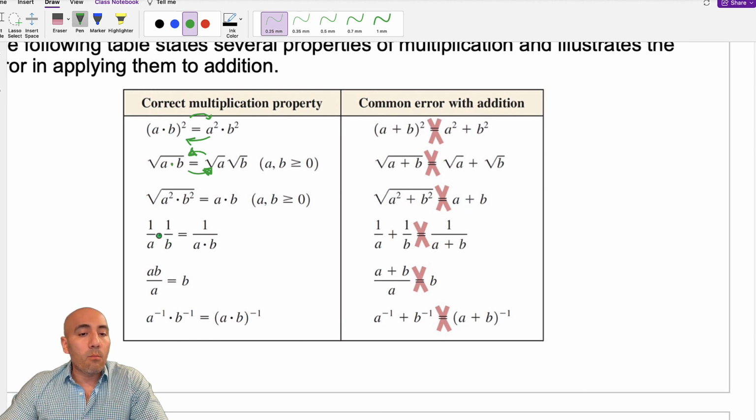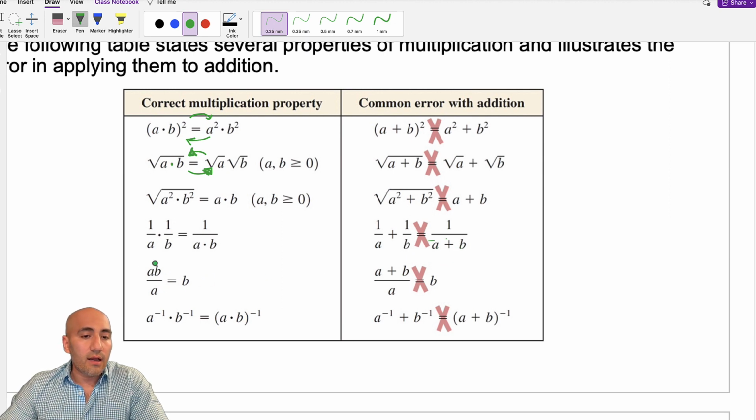Same thing when we are multiplying fractions. 1 over a times 1 over b does equal 1 over a times b. But again, with addition, we have problems. We need a common denominator, so we're not allowed to just add across this way, right? So this is not true. 1 over a plus 1 over b does not equal 1 over a plus b.